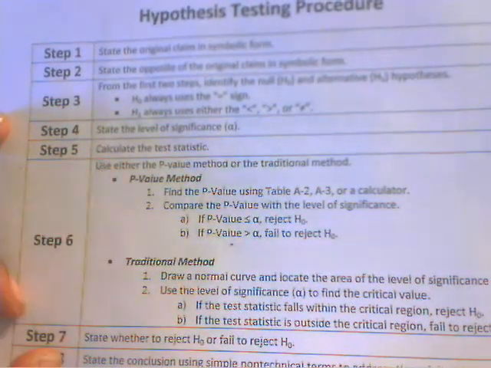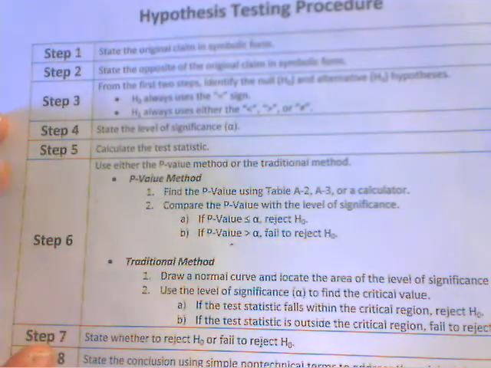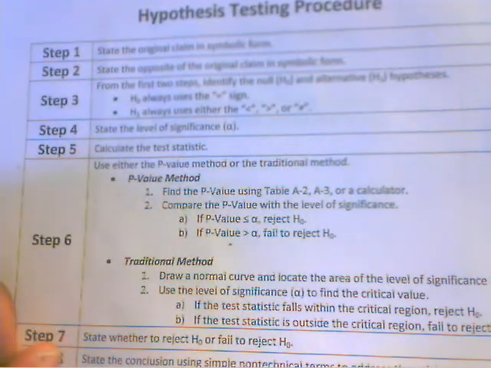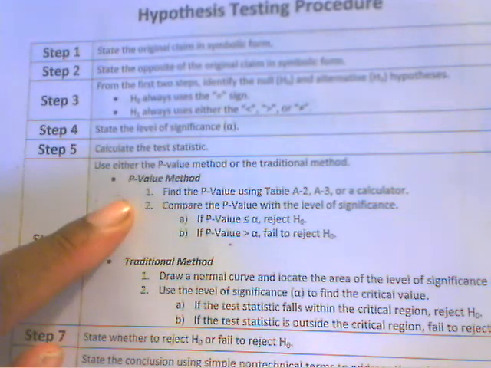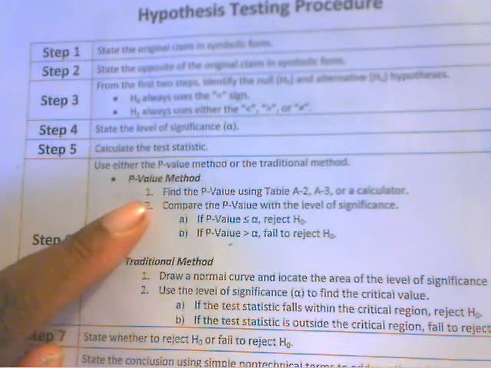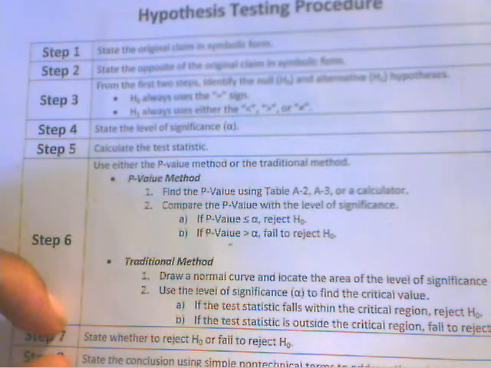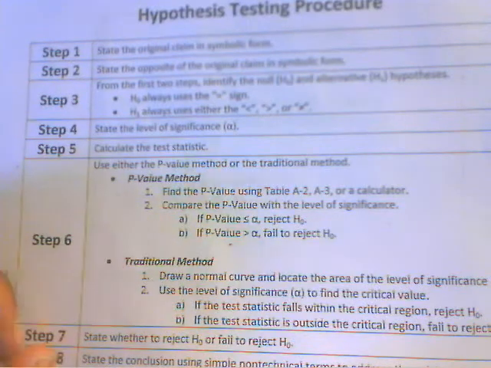Then step number 4, you're going to state the level of significance, which is your alpha level. Step number 5 is to calculate the test statistic. And then step number 6, you're going to use either the p-value approach or the traditional method. If you use the p-value approach, you're going to look up the p-value in table A-2. Since we're dealing with a population proportion, in this case, you're going to use table A-2. Then you're going to compare that p-value with the level of significance.